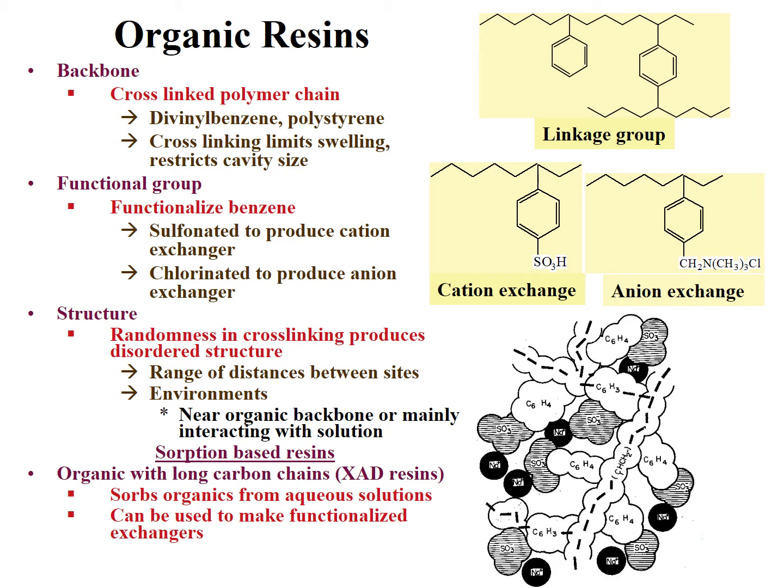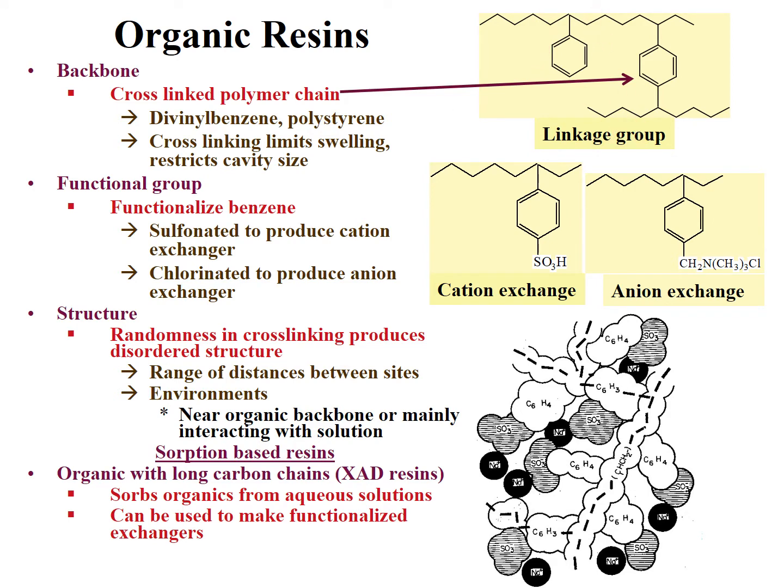Organic resins have some basic components: a backbone and functional groups, and these work together to apply structure to the material. The backbone is often supplied by a cross-linking polymer chain, for instance, this linkage group shown here. Sulfur linkage groups can also be used. These cross-link different parts of the material, and they can limit swelling.